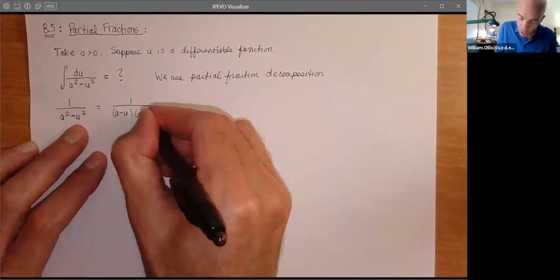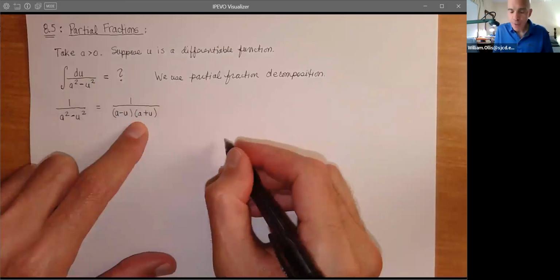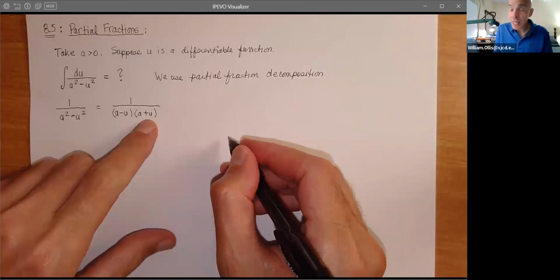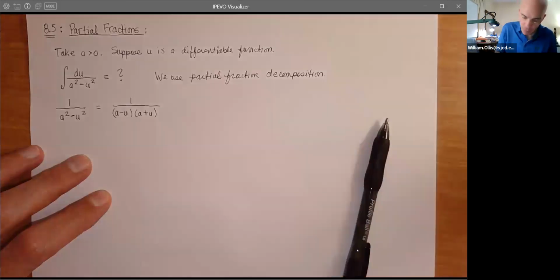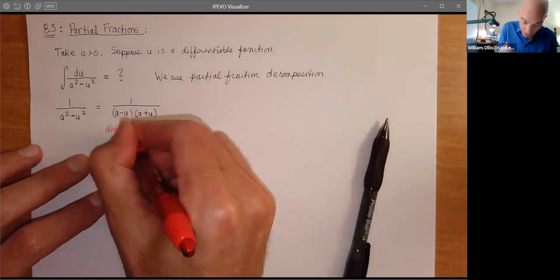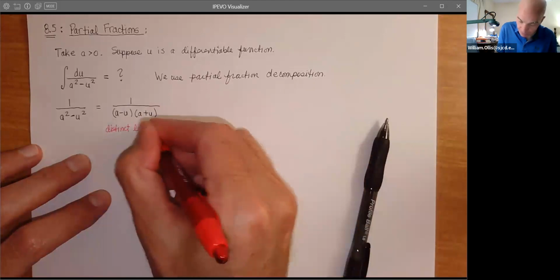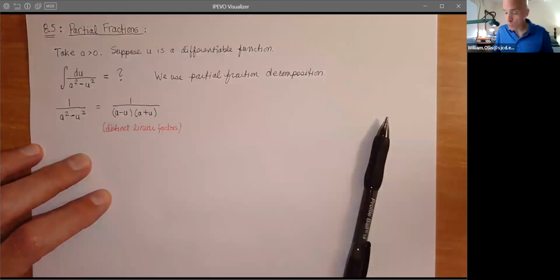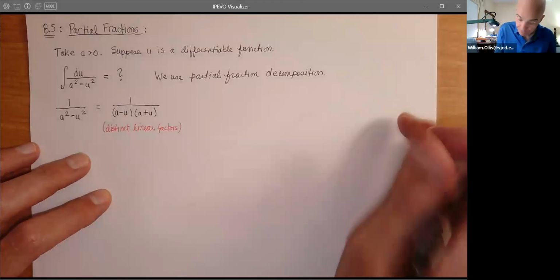So now what we're going to do is look at this as 2 linear factors. Notice we have degree 1 in u and degree 1 in u here. We call these 2 distinct linear factors. So we have distinct, it's like we're doing the quadratic equation, distinct linear factors. So when we have distinct linear factors, there's a set method to decompose, and it's always the same.